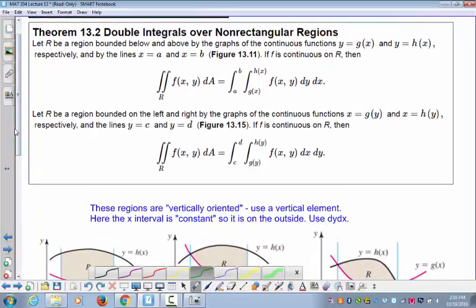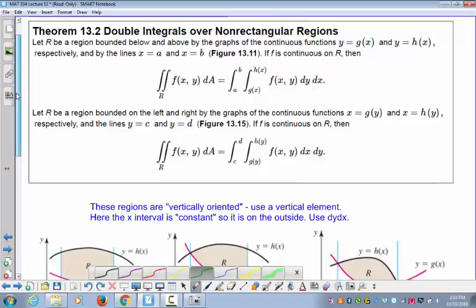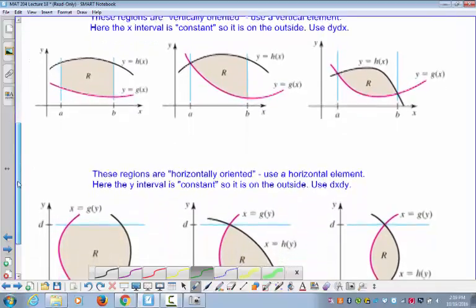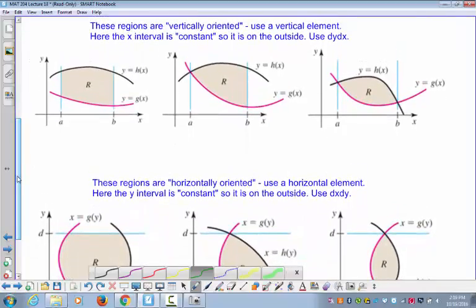13-2. So it's pretty rare that you have a rectangle in the xy plane that you're integrating over. Quite frequently, you're going to have curved boundaries. And so we need to know how to deal with that. This theorem tells us how to do that in two different cases. So let me show you what the cases look like before you even write anything down with that theorem. Let's just analyze these two possibilities here. This is the important piece. So we're going to consider two different types of regions. This type of region here, all three of those are examples of what I would call vertically oriented regions.